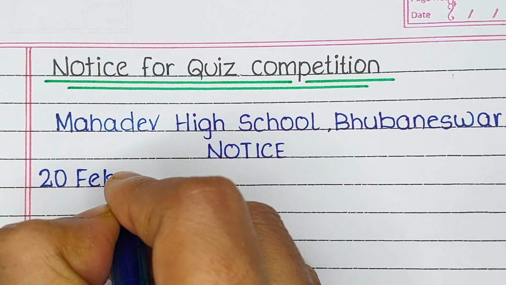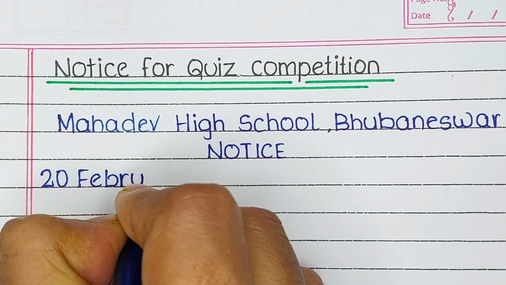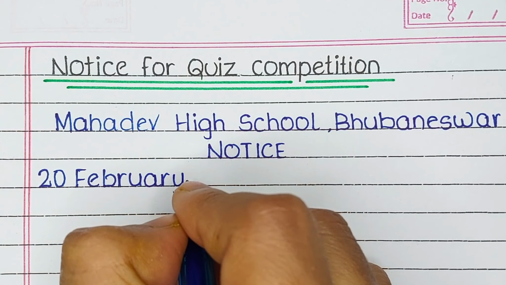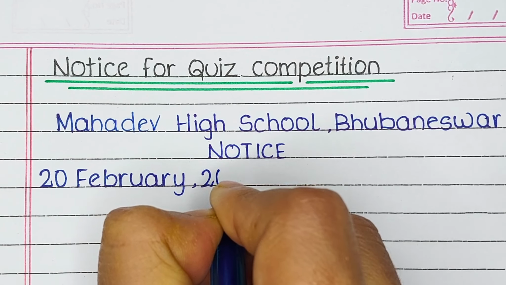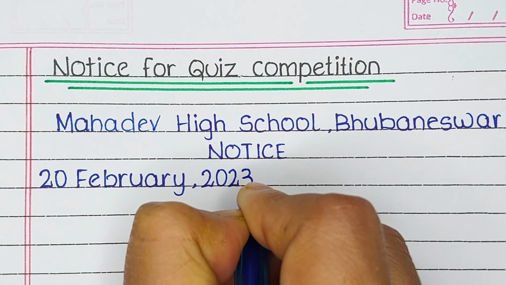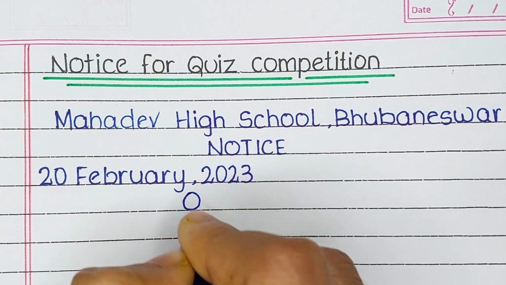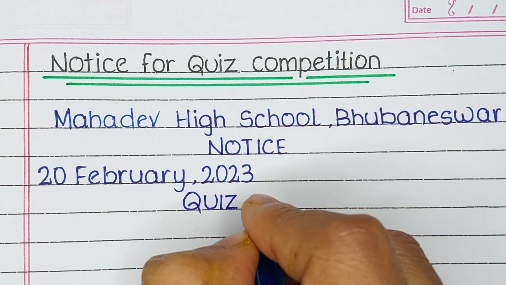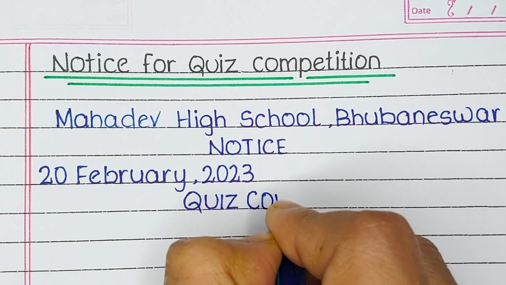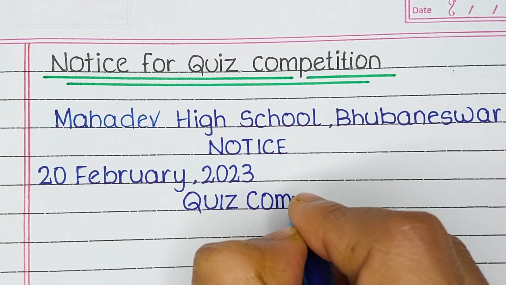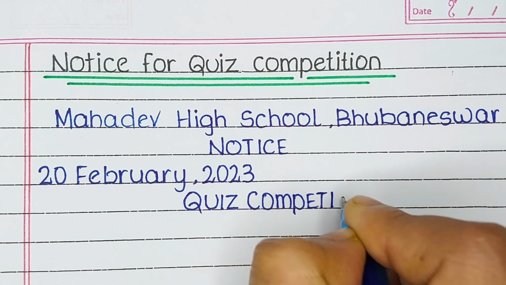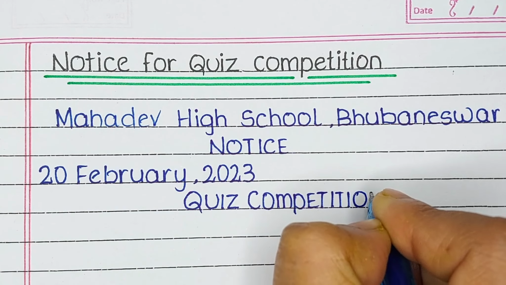Next, to the left hand side corner, you have to write the date on which the notice is being published. Here, for example, I am writing 20th February 2023. Next, towards the center, you have to write which competition in capital letters.